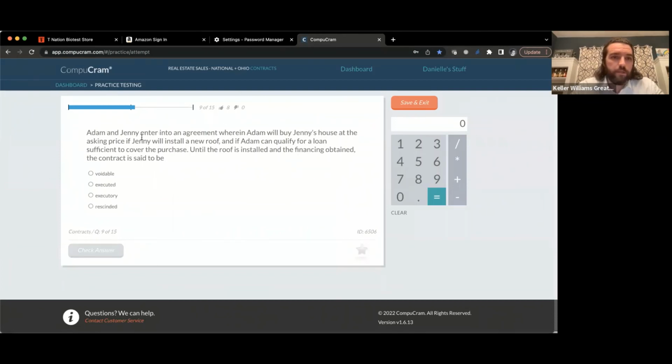Question number 9: Adam and Jenny entered into an agreement wherein Adam will buy Jenny's house at the asking price if Jenny will install a new roof and if Adam can qualify for a loan sufficient to cover the purchase. Until the roof is installed and the financing obtained, the contract is said to be A, voidable, B, executed, C, executory, or D, rescinded.